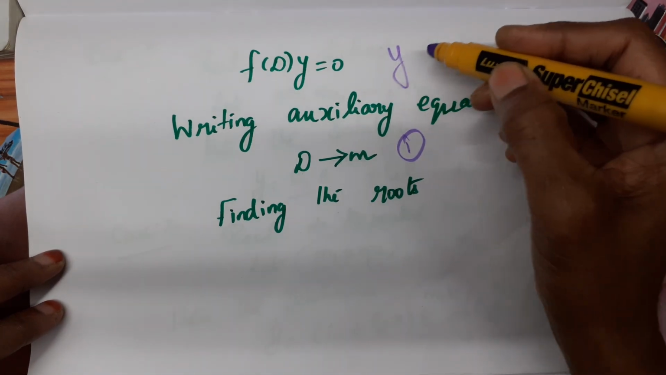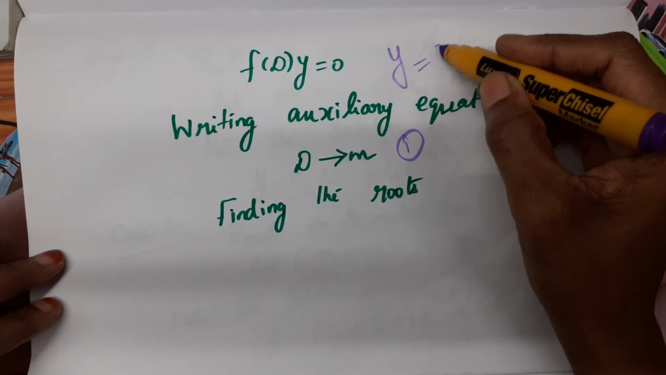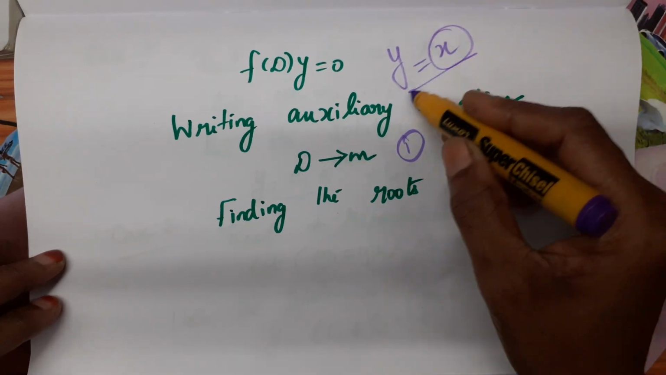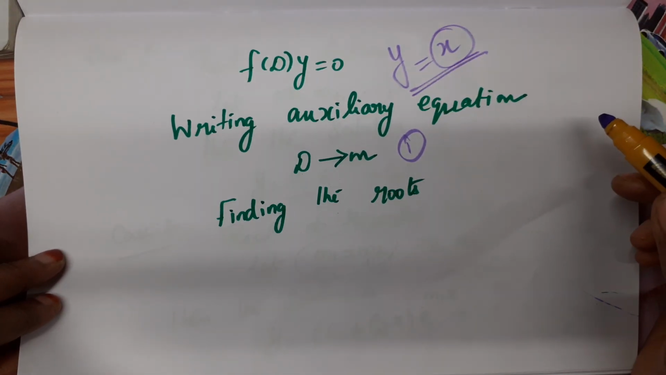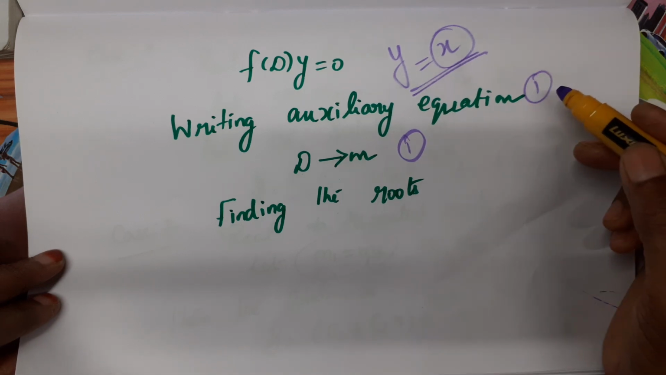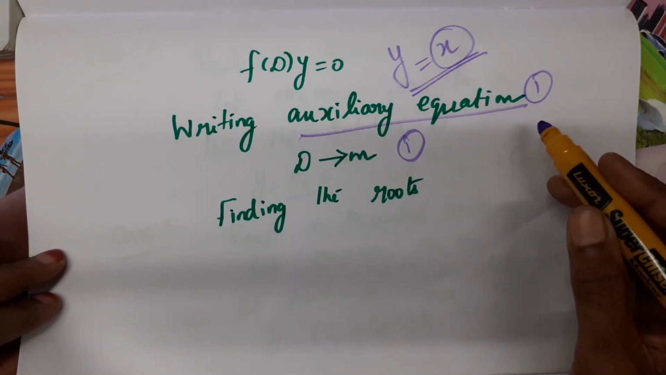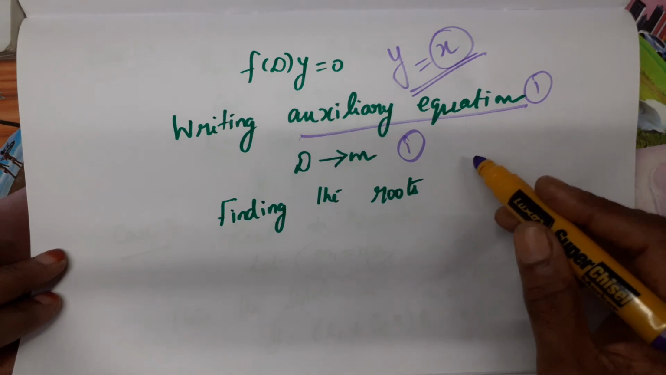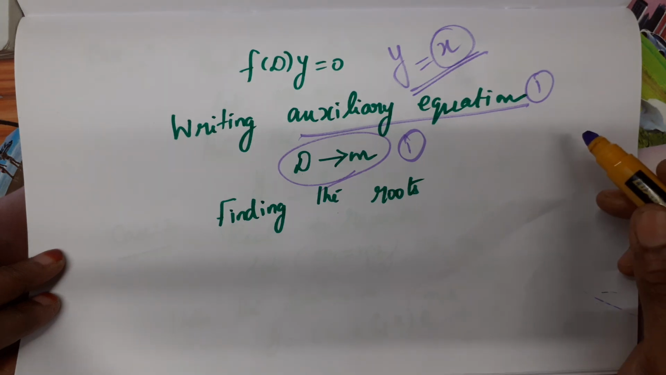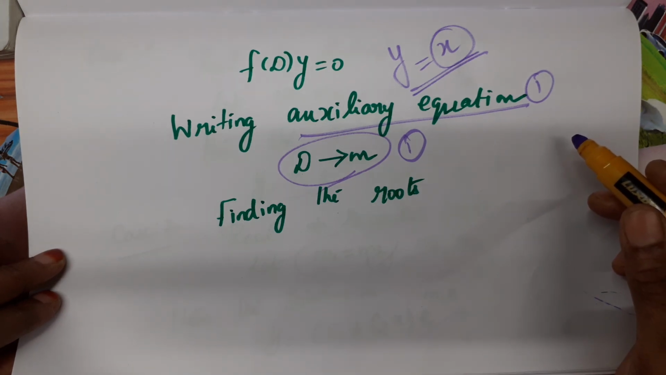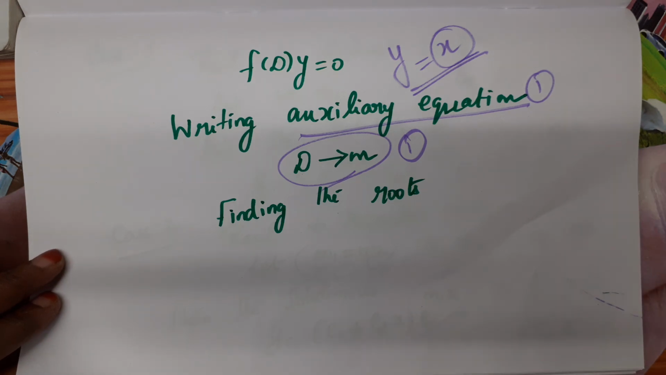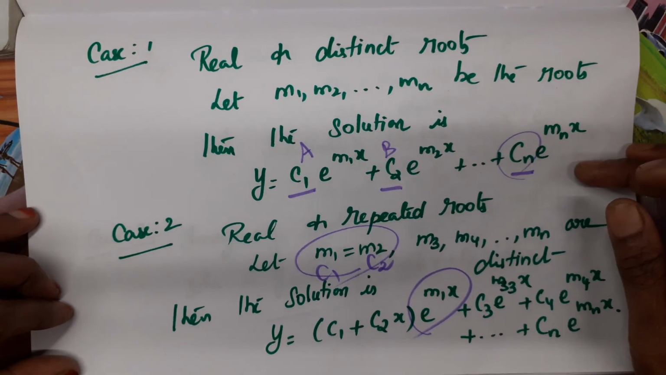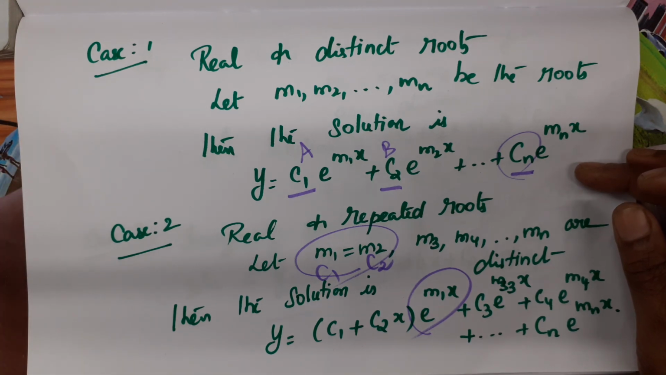Solving the equation means we are going to find what is my y in terms of x, a function of x. Like this we have to get an answer. For that, first we have to write the auxiliary equation of the given differential equation. How to write the auxiliary equation? In the equation we have to replace every capital D by m. After replacing that, we have to find the roots. Based on the roots, we have some cases. Based on the roots, we have to write the final solution.